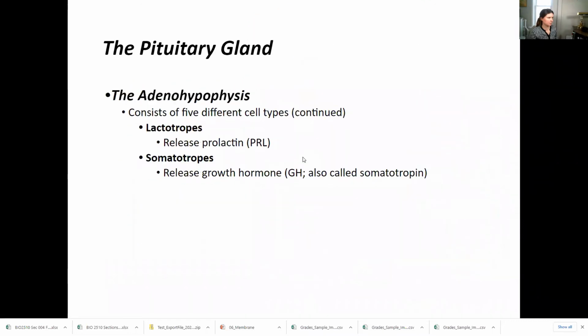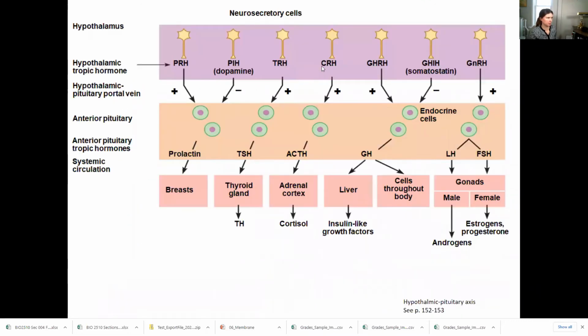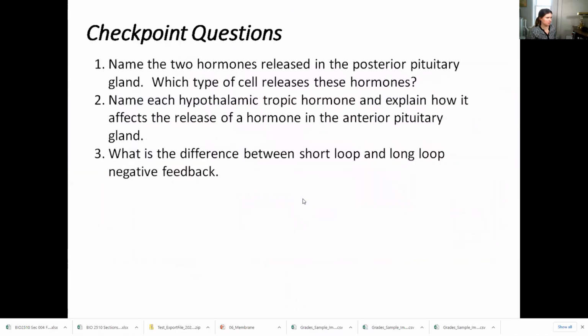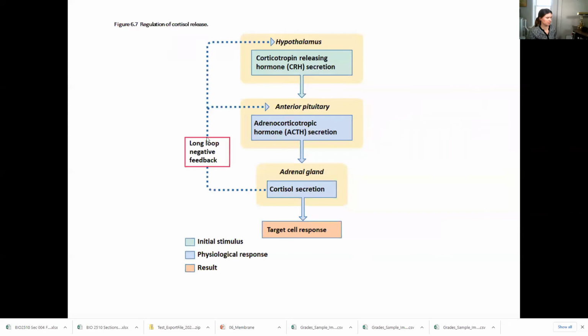Okay. So we're releasing our tropic hormone from the hypothalamus. It goes through the portal system to the anterior pituitary, where we release another tropic hormone. This one's still a tropic hormone because it's also affecting the release of another hormone, which is cortisol from the adrenal cortex. And the other fact that we might want to add on to this, this one.